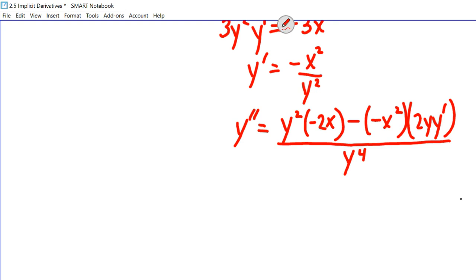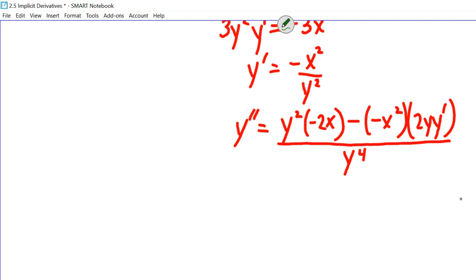Now, ultimately, in this second derivative, what you're going to see them do, especially when you go to homework and have to do the second derivative between today and Monday, is plug the first derivative back in so that we don't have 3 different variables in there. So in this spot, they're going to plug in this negative x squared over y squared.